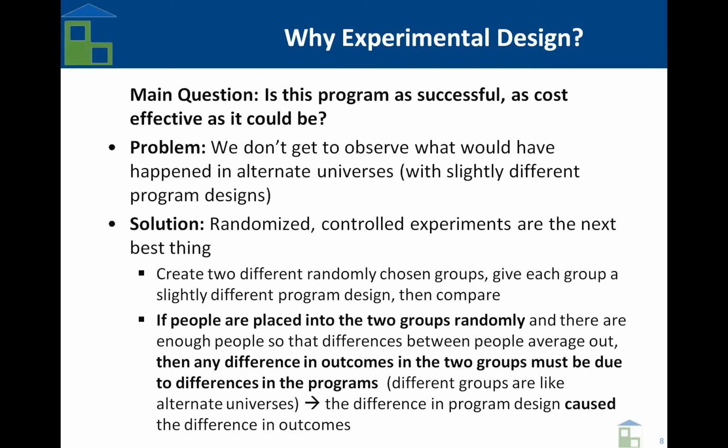So obviously, in the real world, we don't have multiple universes, and so we can't test all of the programs on exactly the same people. So the next best thing to that is having a randomized experiment. Basically what that means is that you create two groups, group A and group B, and you randomly assign people to one of those groups. Then you give each group a slightly different program design, and then you compare the proportion of households that got upgrades in each group. And some people call this A/B testing.